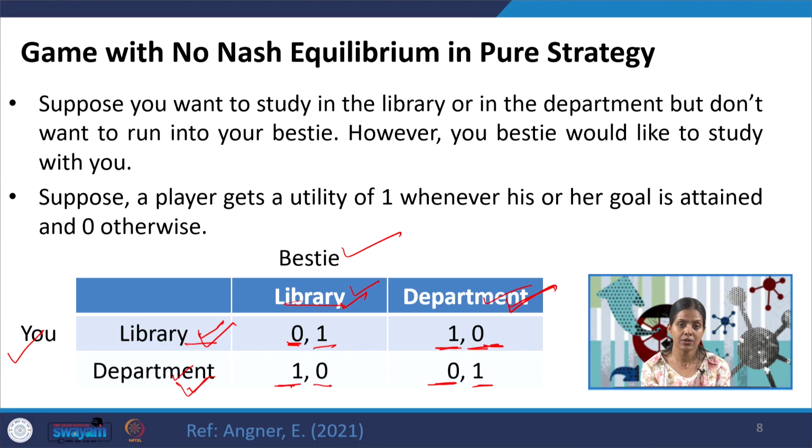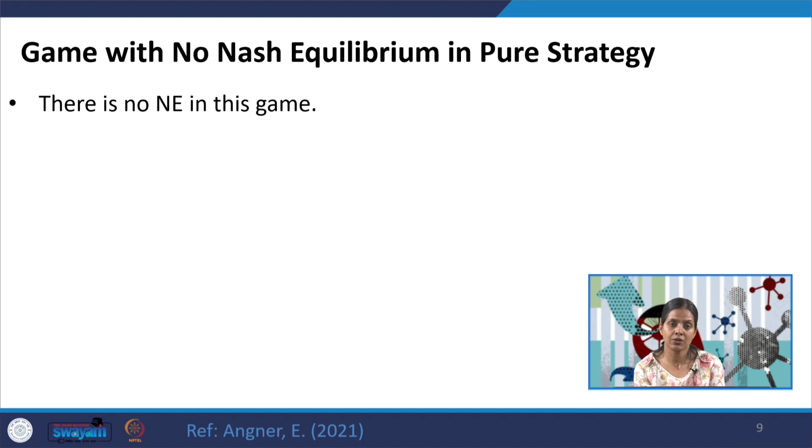Now, you can see that if we try to find out the Nash equilibrium, when you are in the library, it is best for her to be in the library. I am comparing 1 and 0. When you are in the department, then it is best for her to be in the department. When she is in the department, then it is best for you, by comparing these two, to be in the library. When she is in the library, then again it is in your best interest to be in the department. So, we do not have any Nash equilibrium here, understandably, because what is best for you is not best for her by herself. So, there is no Nash equilibrium in this game.